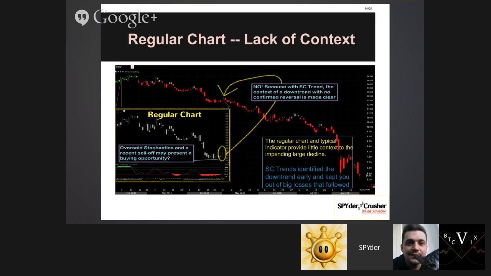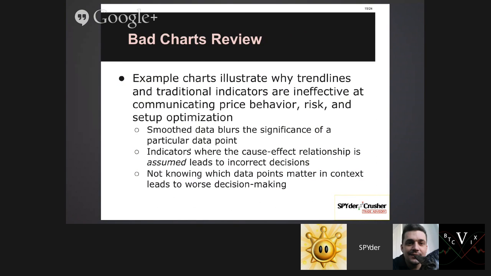Well, no, because we're adding context and clarity with the trends program saying that there's no reversal here and that price continues to move lower. So essentially, we kept you out of a larger decline, or at least one stop out, right? Because this original chart didn't fully contextualize the trading picture. So, in review, sum the whole thing up.